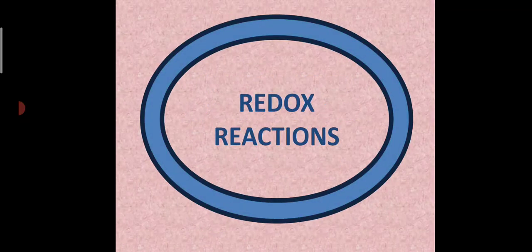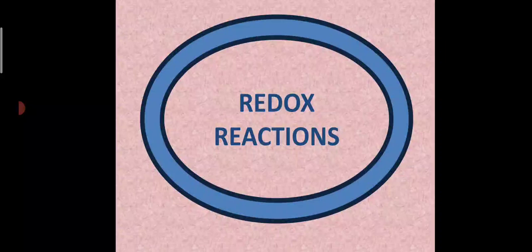Today we are going to see the redox reactions. You all know very well what a redox reaction means. When oxidation and reduction take place simultaneously, we call it a redox reaction. In the same way as we have different types of chemical reactions, this redox reaction has also been classified into different types that we are going to see in detail today.